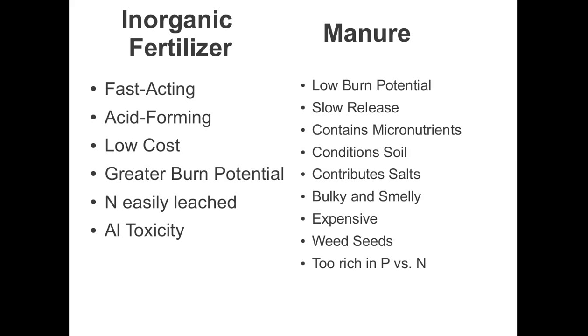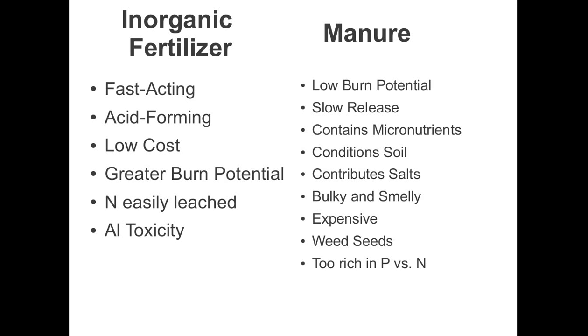And with inorganic fertilizer, you also end up with aluminum toxicity, mainly because you start forming an acidic soil, and when you do, the aluminum becomes available in the soil matrix, and then plants take up that aluminum, and it accumulates to toxic levels. Now, manure, on the other hand, has a low burn potential, so that's good.